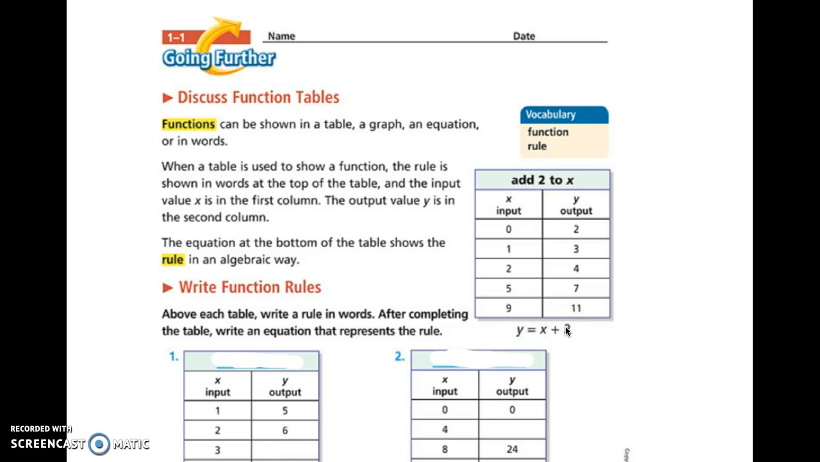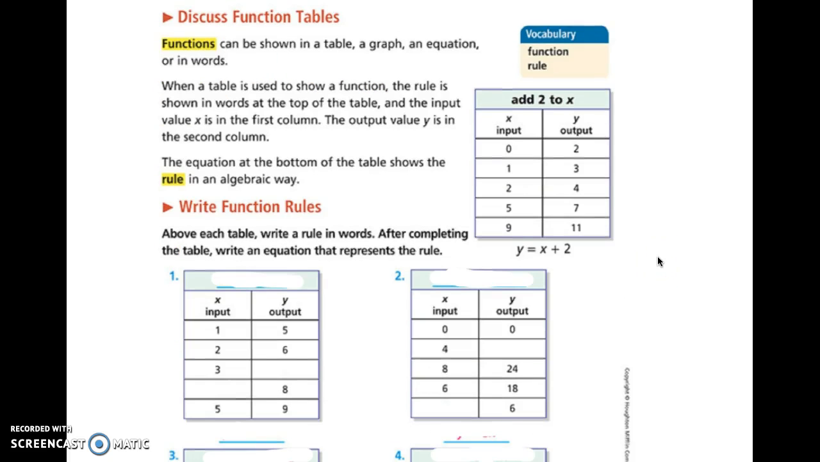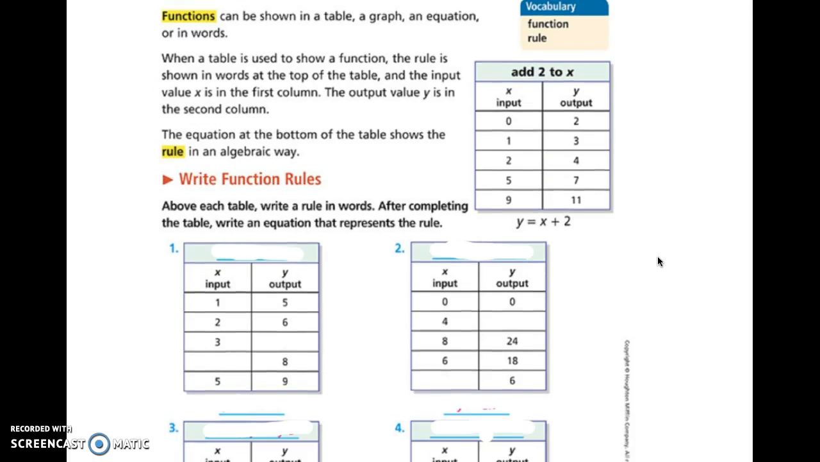So 11, for example, let's pretend I put 11 here as Y, 11 is equal to 9 plus 2, which it is. Okay? So it says, above each table, write the rule in words. After completing the table, write an equation that represents the rule.